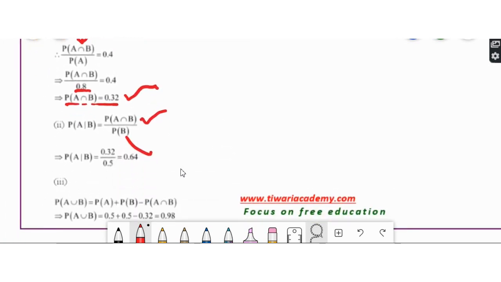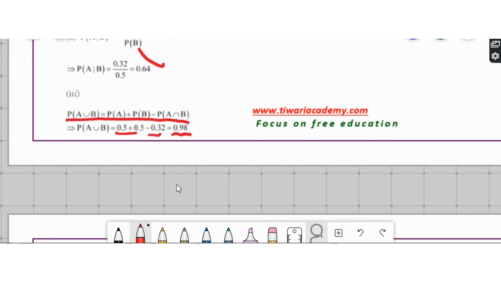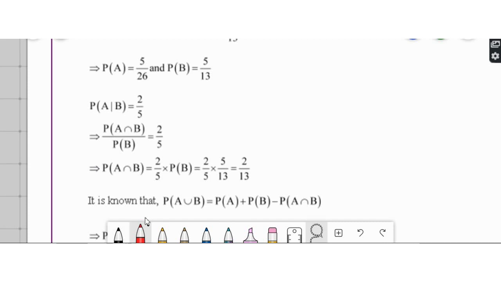Third one you have to find out, that is P of A union B. Now A union B is equal to, you know this formula, you should know, P of A union B is equal to P of A plus P of B minus P of A intersection B. P of A and P of B are available, intersection we already obtained. So the final answer is 0.98. You can see how simple it is. If you know one formula, you can solve all the questions.